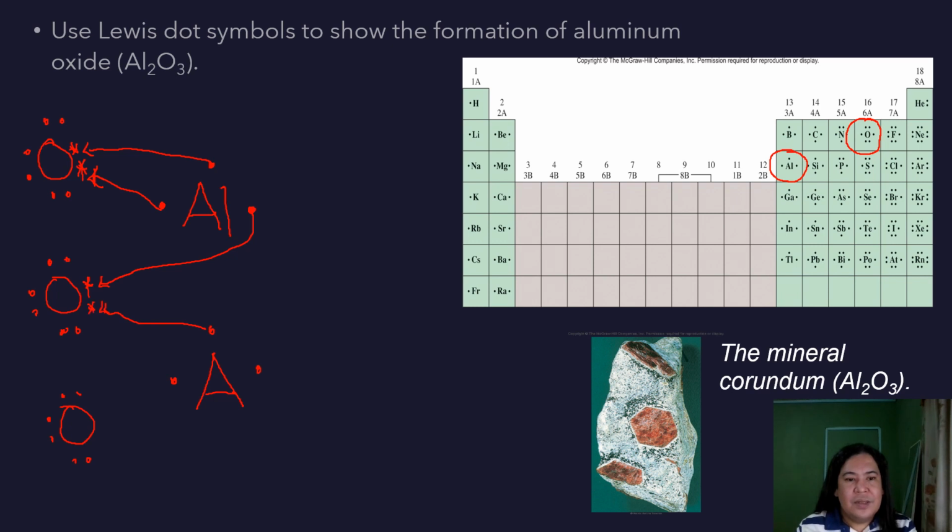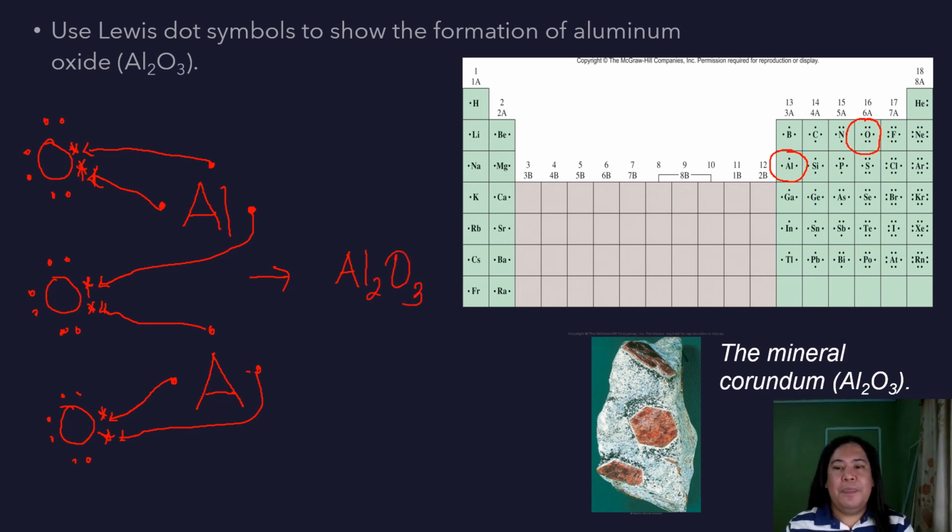Then that, and then this one here. Okay? And the other one is here. So if that happens, if that electron will be transferred, it will form the compound aluminum oxide. Okay? So that's the transfer of electrons.